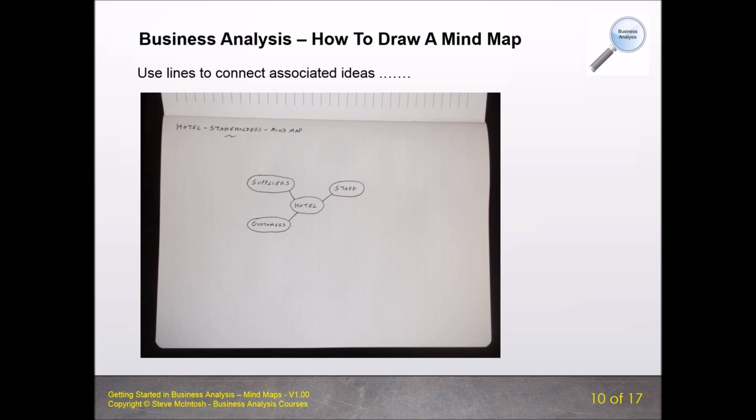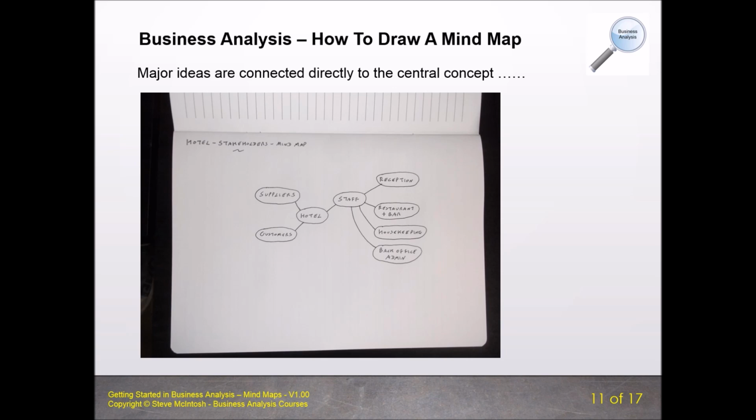You then use lines to connect associated ideas or things together and expand on the diagram. So here I've added suppliers as another possible group of stakeholders and linked them along with customers and staff to the central idea, hotel, in the middle. So major ideas are connected directly to the central concept. So here we've got three groups of stakeholders, suppliers, customers, staff, connected to hotel in the centre.